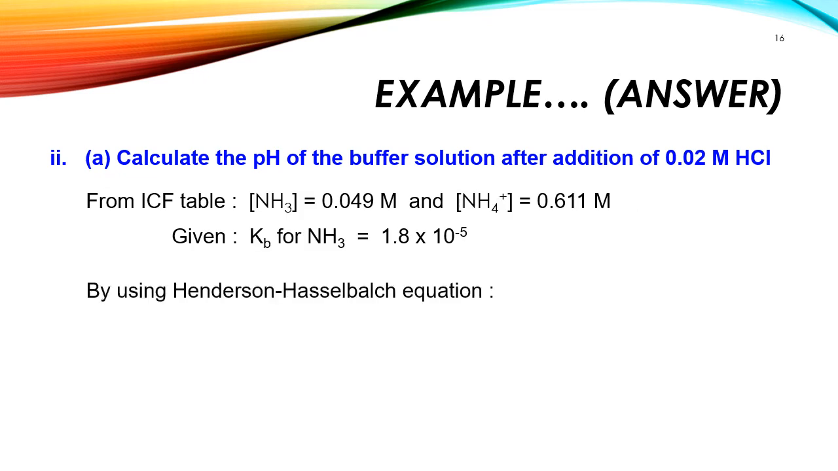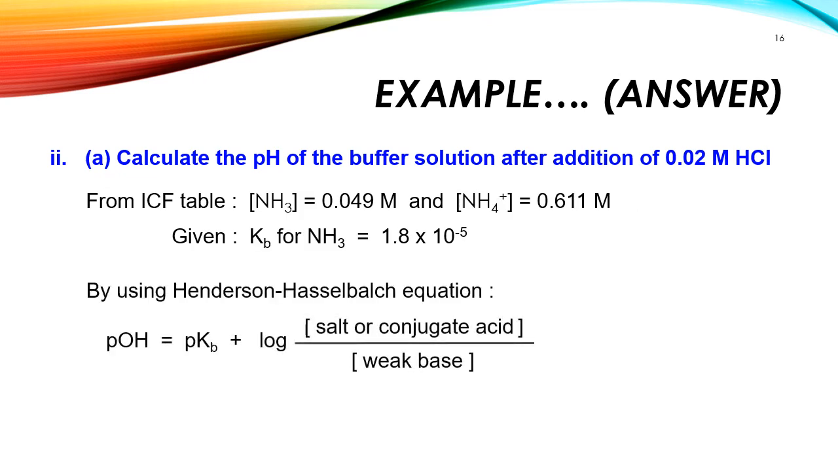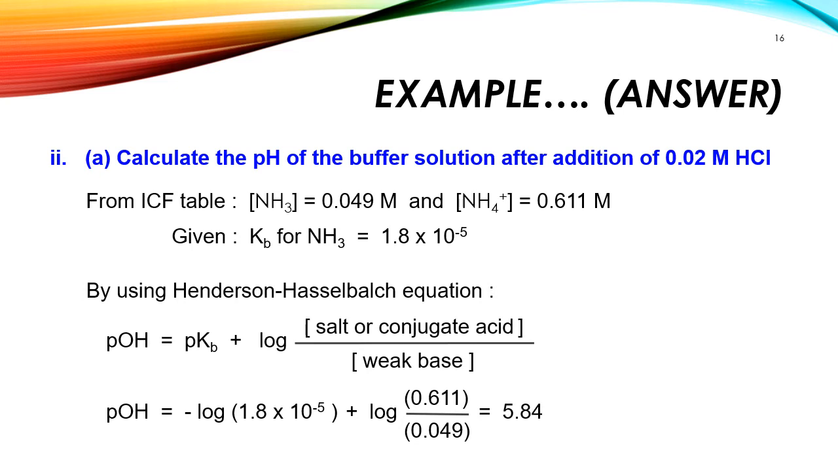By using the Henderson-Hasselbalch equation, substituting the concentrations obtained from the ICF table, we obtain a pOH value of 5.84. To determine the pH, we can use the formula pH equals 14 minus pOH. Thus, we obtain a pH value of 8.16.